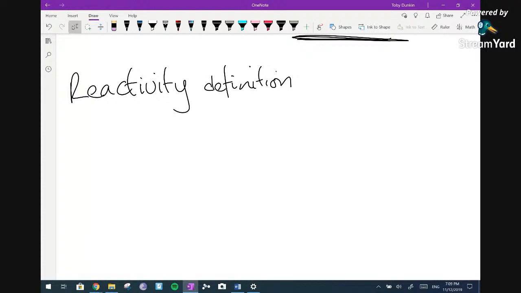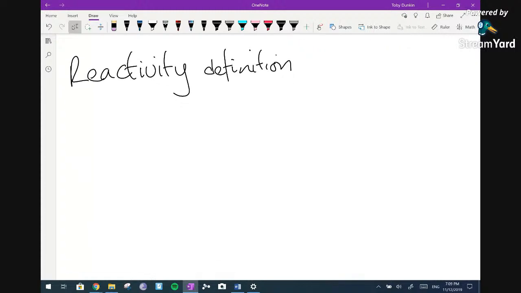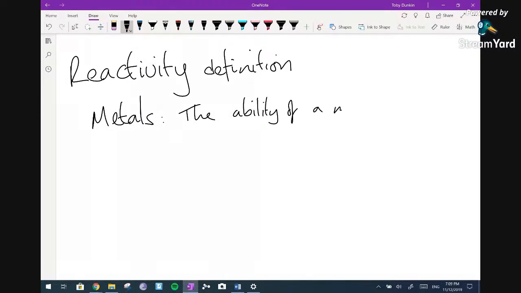Okay, so we need to look at reactivity in terms of metals and non-metals. Now, this particular topic focuses primarily on metals rather than the non-metals. However, it's important to show the difference between the two of them. So in terms of metals, reactivity is the ability of a metal to lose electrons.